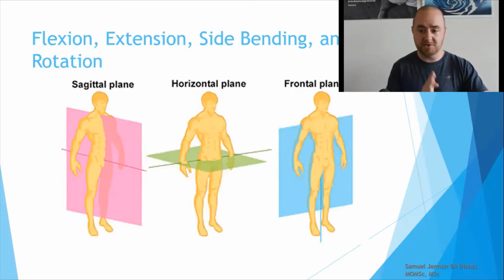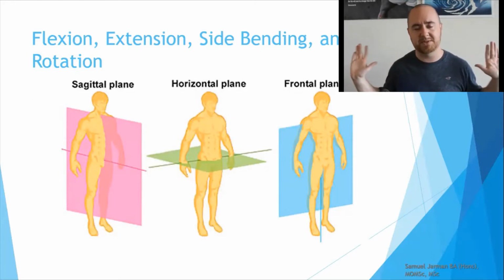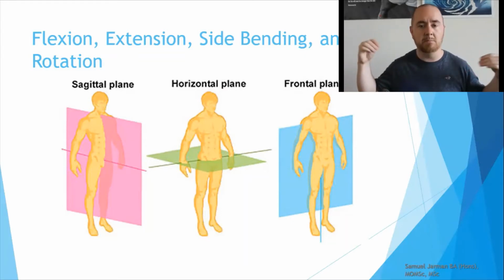So we talk about flexion, extension, side bending, and rotation with respect to the head. The sagittal plane is a 50% cut left to right. The horizontal plane or transverse plane is a 50% cut top to bottom. The frontal plane or coronal plane is a 50% cut back to front. Now the head on the still neck can move in all of these planes.